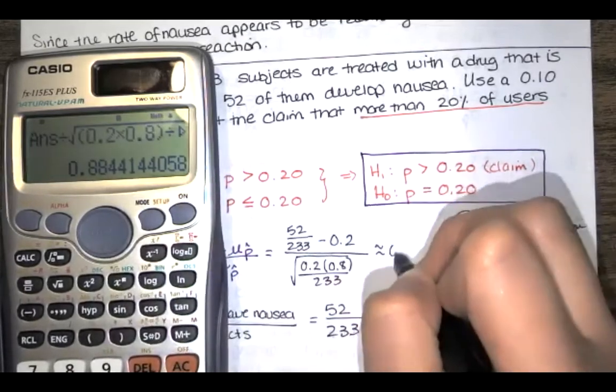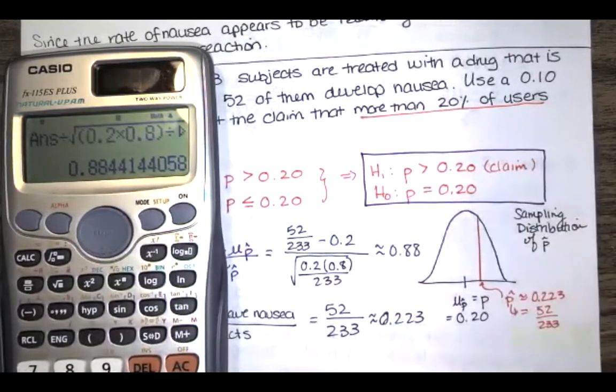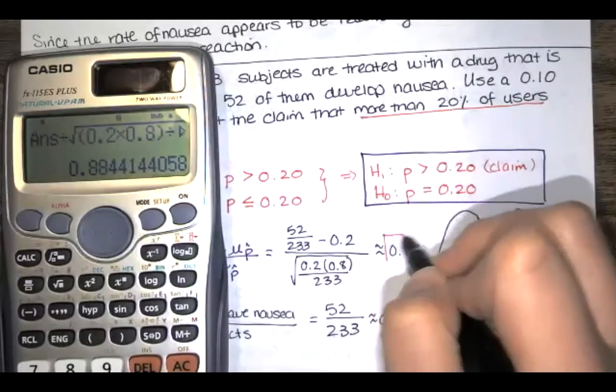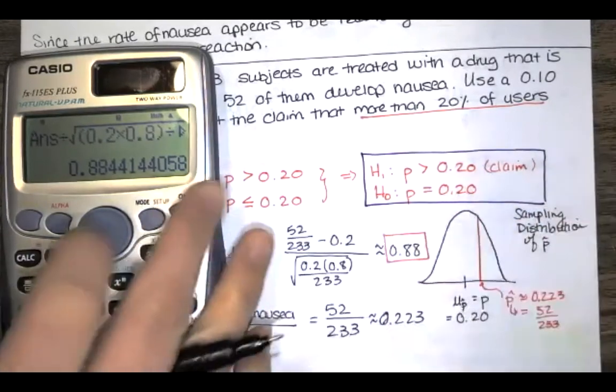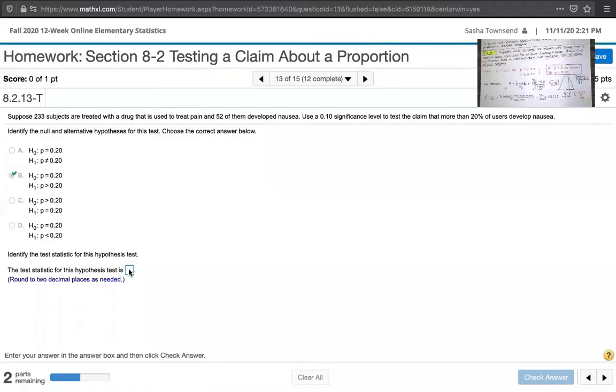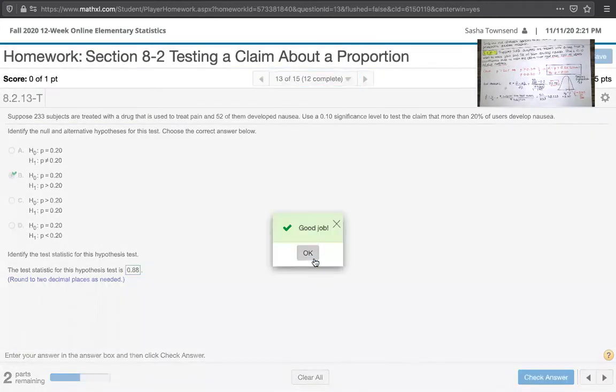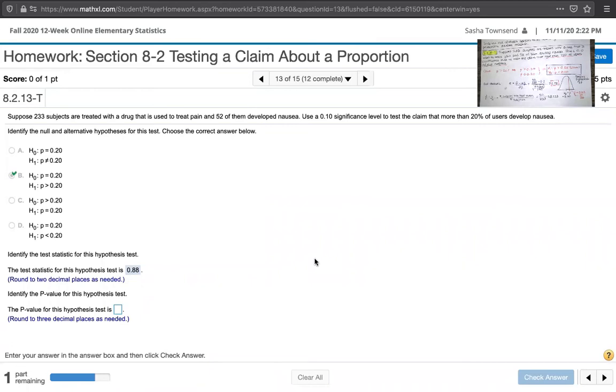And we get 0.88. Okay, so that means our p hat is about 0.88 standard deviations above the mean. It doesn't sound too extreme to me. So let's go back to MyLab Statistics and see if it likes that answer. So we've got 0.88 there, rounding to 2 decimal places. Okay, great. And now we're asked to find the p-value for this hypothesis test.